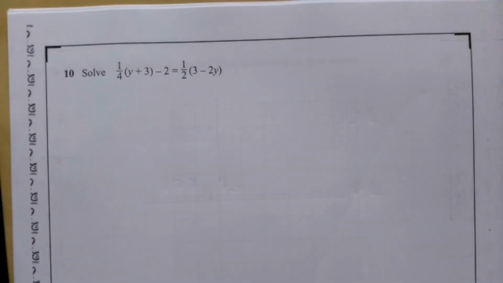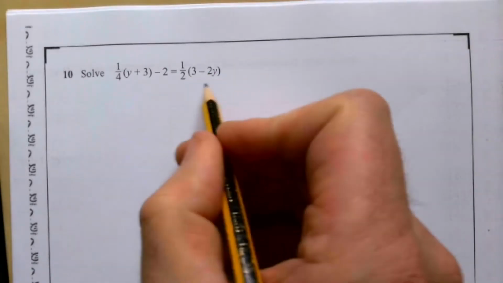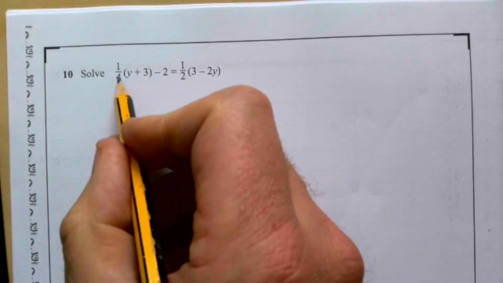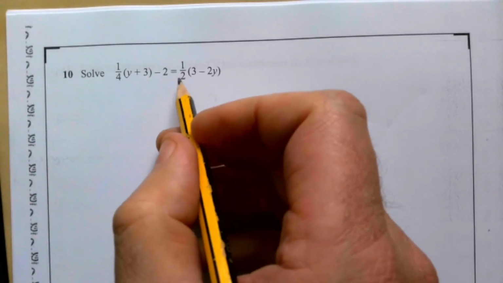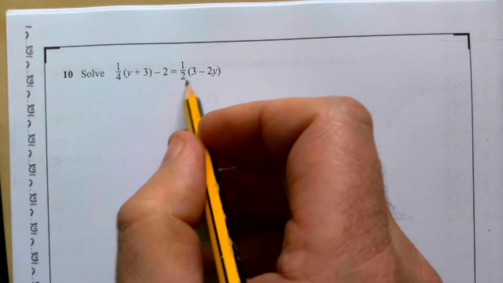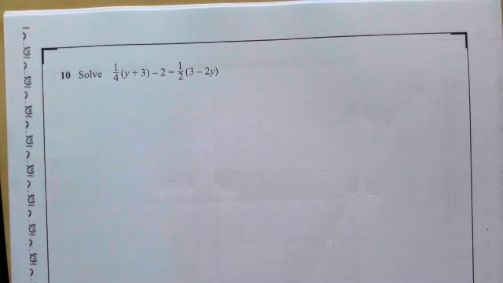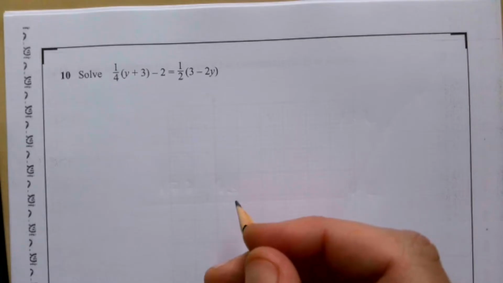So it says to solve the following equation. A couple of different ways of doing this. You can multiply each of your brackets out and then try and solve from there. But it's always nice if you can to get rid of those fractions. So I'm going to multiply through the whole equation by 4. And that'll just make our life easier right from the start.